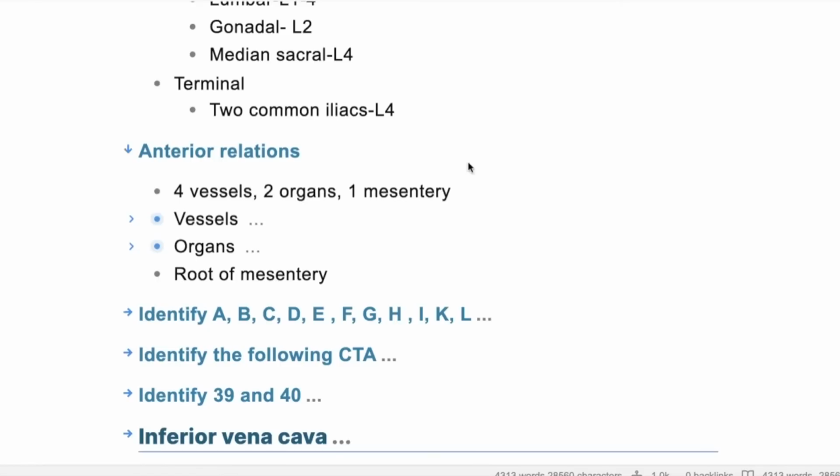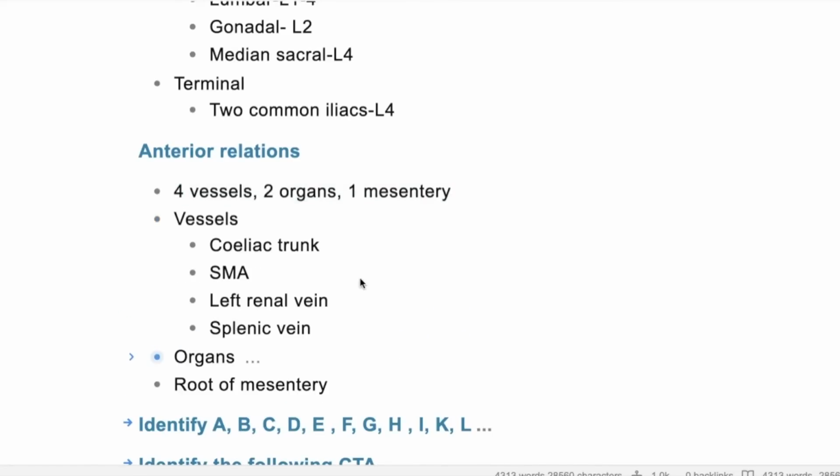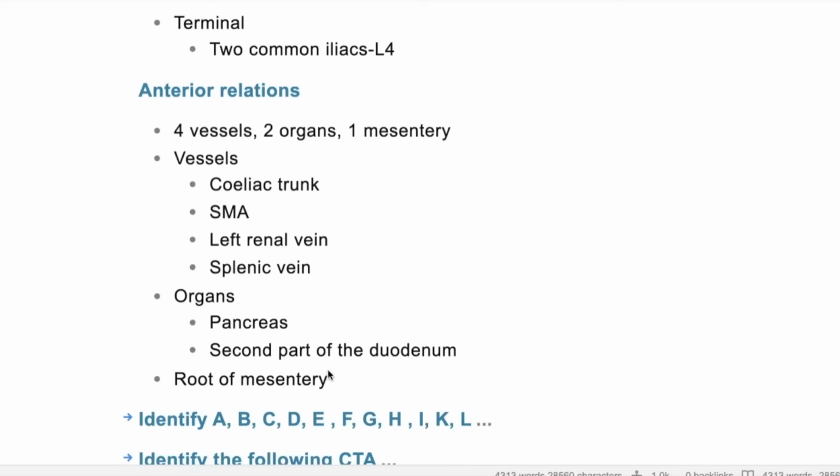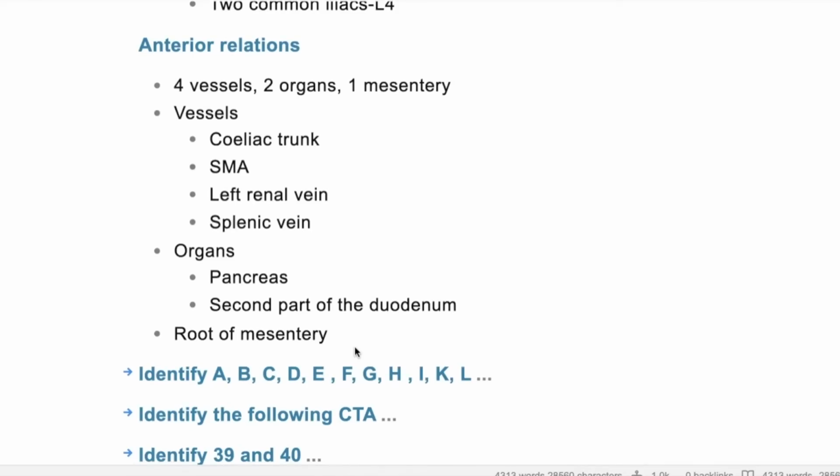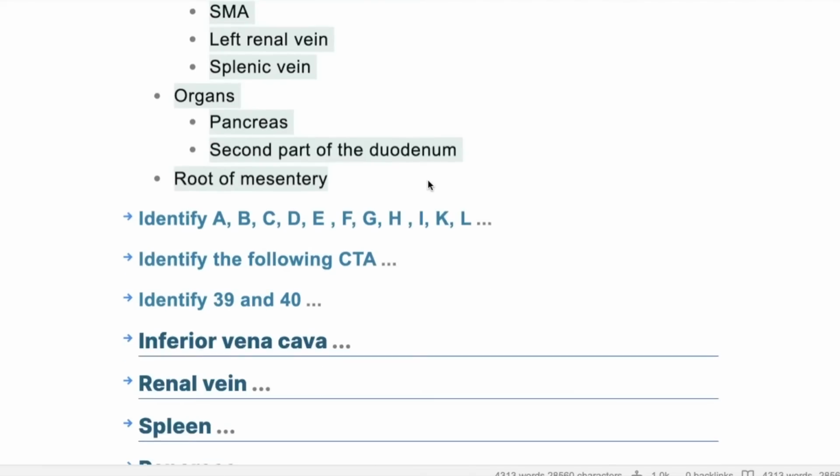Okay, well done. So again, the way I remember it is 4 vessels, 2 organs, and 1 mesentery. The vessels are celiac trunk, superior mesenteric artery, left renal vein, splenic vein. You have 2 arteries and 2 veins as well. The organs, like you said, the pancreas and the second part of the duodenum, and the root of the mesentery at the end. So 4 vessels, 2 organs, and 1 mesentery.